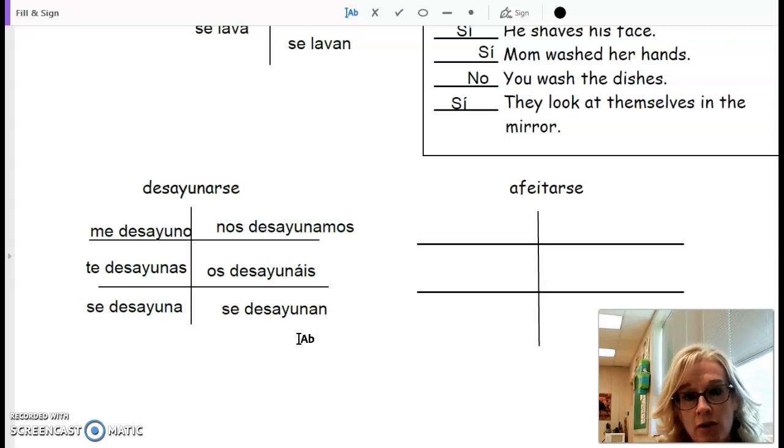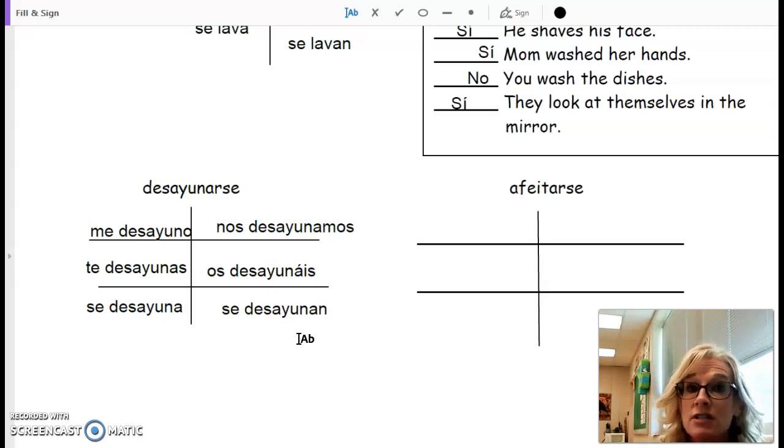Me llamo Señora Kinnear. I call myself Señora Kinnear. ¿Cómo te llamas? What do you call yourself? Él or ella se llama Carmen. Él or ella se llama Jose. He or she calls him or herself Carmen or Jose. Again, it's something you're doing to yourself. Let's try one more example.